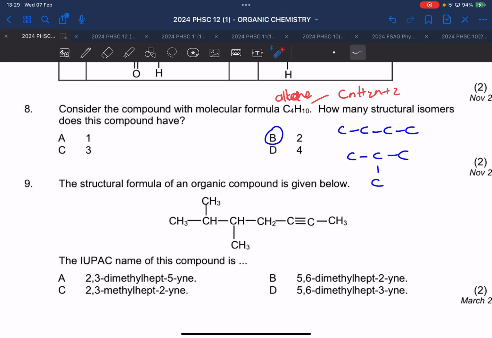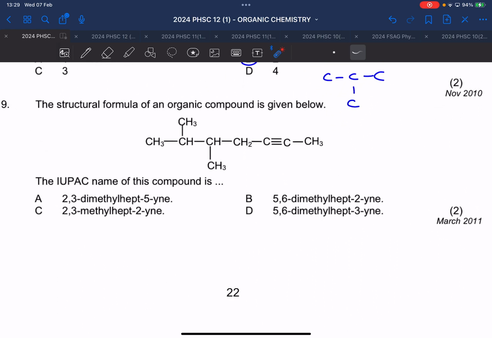Okay, don't guess. Next one, quickly give me the name of that compound. Go. Maybe they are wrong. They don't get full marks in an exam.